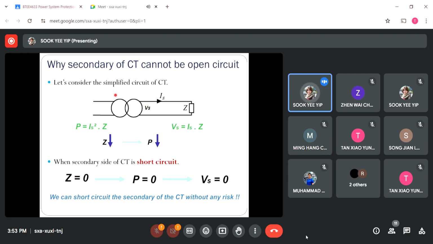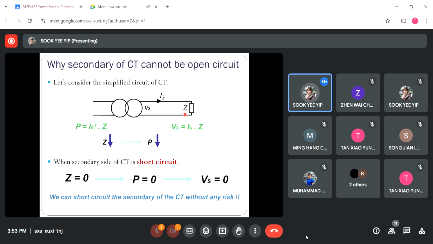So now this is actually the current transformer, the primary winding, the secondary winding. The primary winding will be connected in series with the power line. The secondary winding here will connect with a low rating device, for example, an ammeter with the impedance of Z in terms of load. Usually this Z value here is very small.